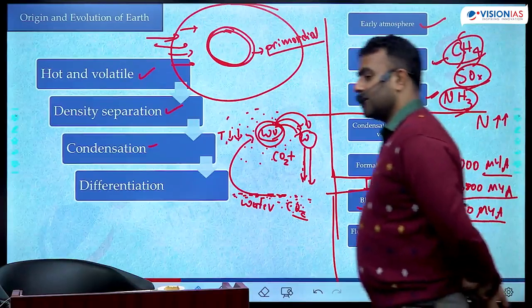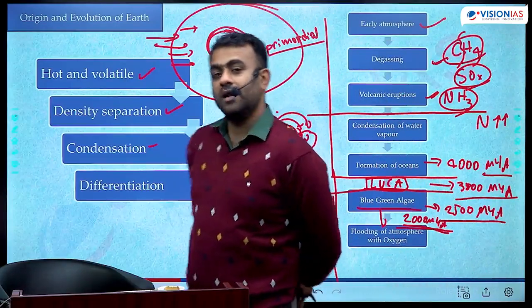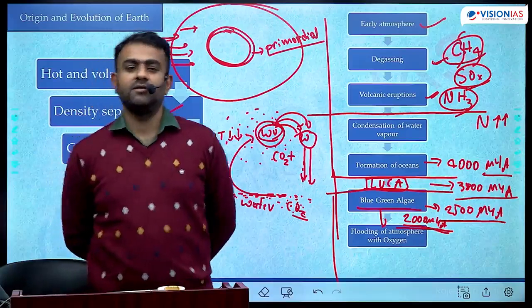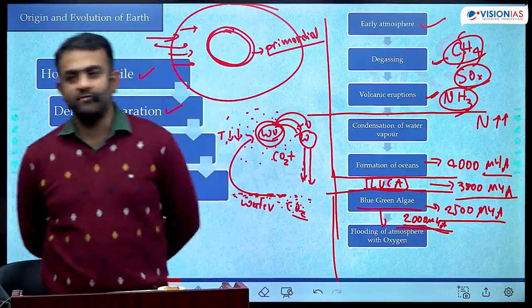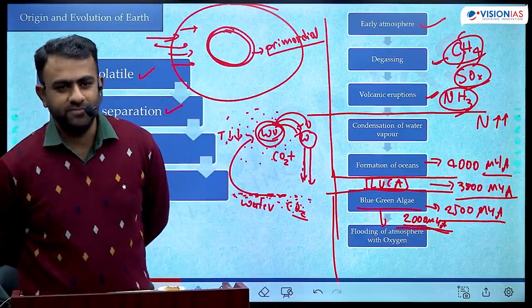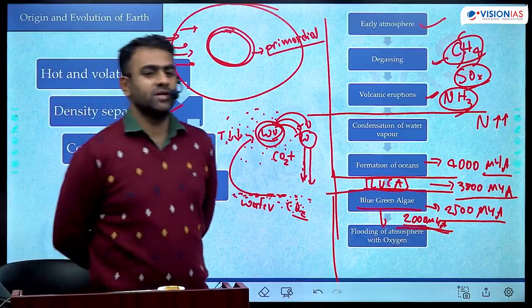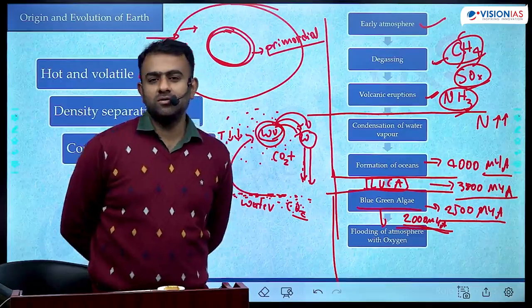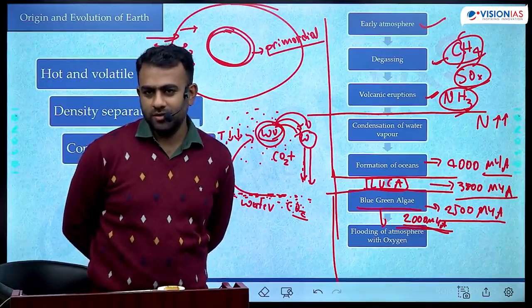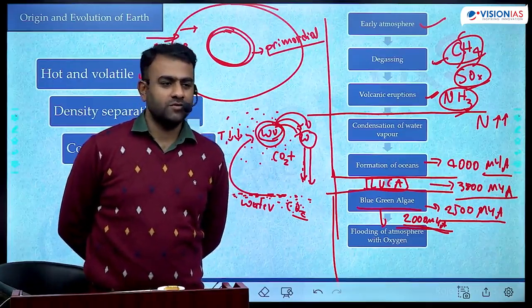400 million years ago, क्या हुआ था? The plants evolved on the land. Plants came on the land very recently, 400 million years ago only. तब तक land was totally barren. Then they started to do photosynthesis on the land. They also contributed towards the release of oxygen.